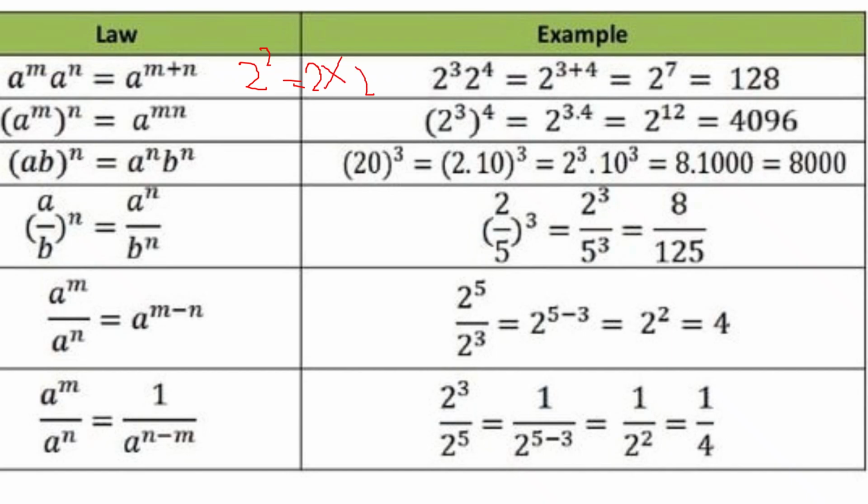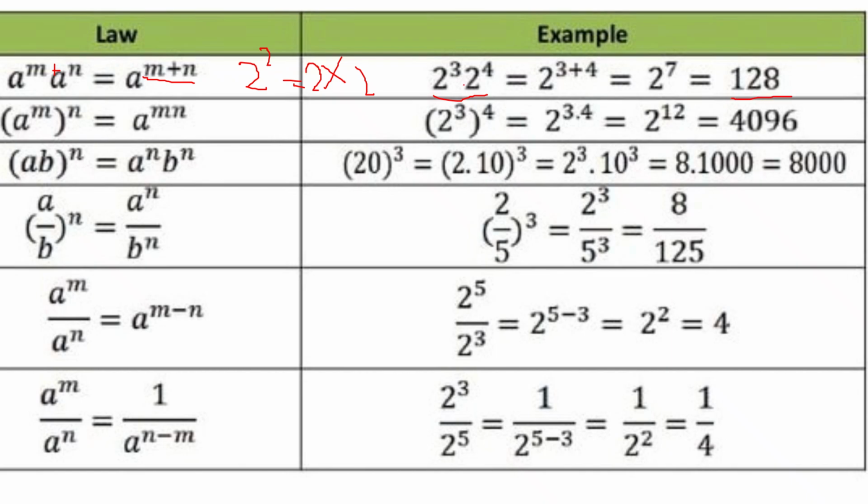Now, the laws of exponents begin with: when the bases are the same, you add the exponents. How? When you have the same base of a and a, you add the exponents. That's why you see we have the result of a raised to the power of m plus n. An example is 2 cubed times 2 to the power of 4, which is the same as 3 plus 4, equals 2 to the power of 7, which gives us a final answer of 128.